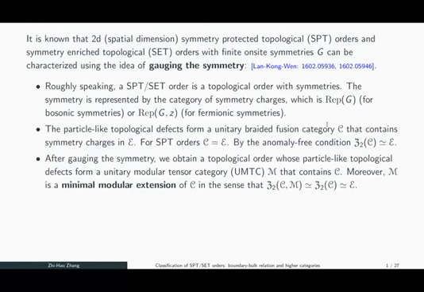Then we try to gauge the symmetry. After the gauging process, we obtain a topological order whose particle-like topological defects form a unitary modular tensor category. Because for the topological order, the anomaly-free condition means the topological defects form a modular tensor category. And also M contains C. So we say M is a modular extension of C. And moreover, M satisfies a minimal condition in the sense that the Müger centralizer of C in M is equivalent to E.